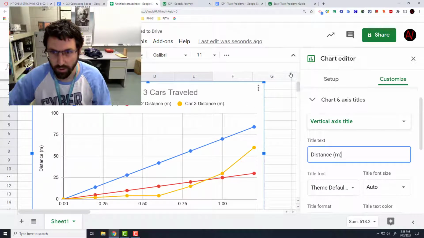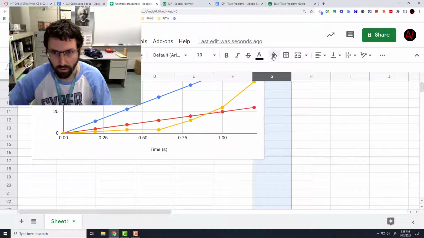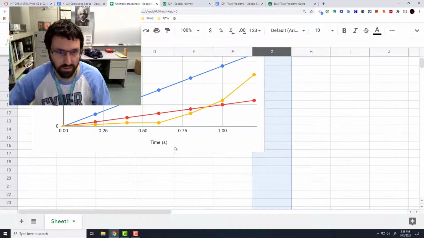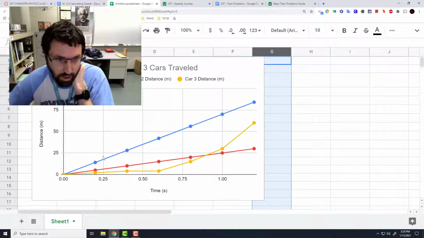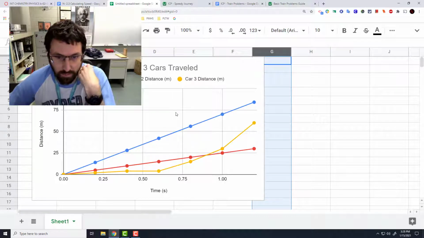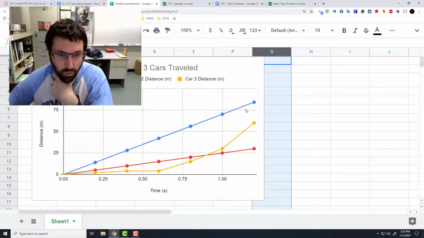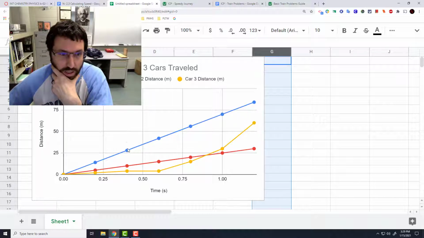And so now if we look at the graph, we've got distance on the vertical axis, time on the horizontal axis. Looking at my cars, car 1 traveled about 80 something meters in about 1 or 2 seconds. That's the fastest car because it has the steepest slope. The red car is slower.